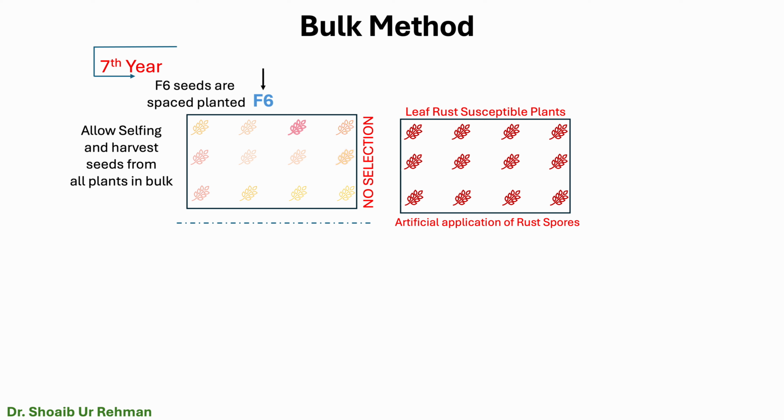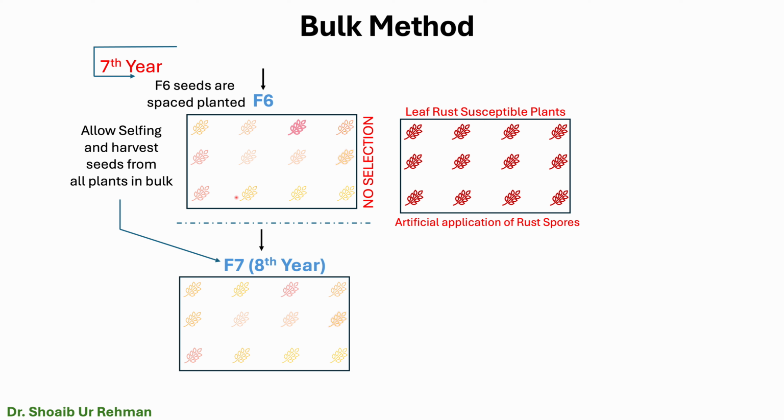So you can see that we have reached the seventh year and the F6 generation of the plants to develop a new variety that has the ability to perform better against the leaf rust. So in this generation again we will harvest all the seeds from the F6 generation and let them grow in the next year to develop into the F7 generation. Okay, you can see, have a look.